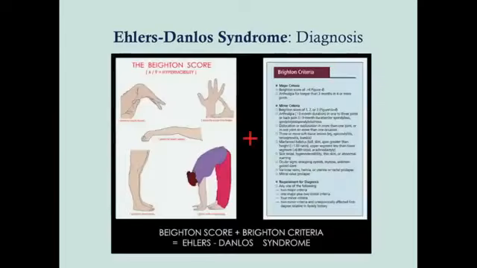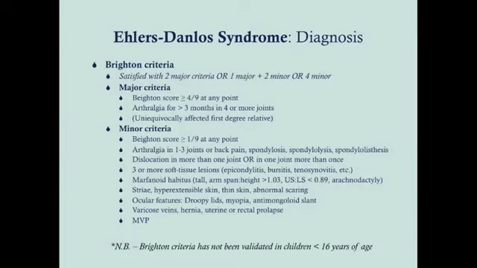Now we have the Brighton criteria for making a tentative diagnosis of EDS. So note the similarity in name. You have the Beighton score and the Brighton criteria for EDS. The Brighton criteria is satisfied if there are 2 major criteria that are met, or if there is 1 major criteria with 2 minor criteria, or if there's 4 minor criteria, or if you have an affected first-degree relative in addition to 2 minor criteria.